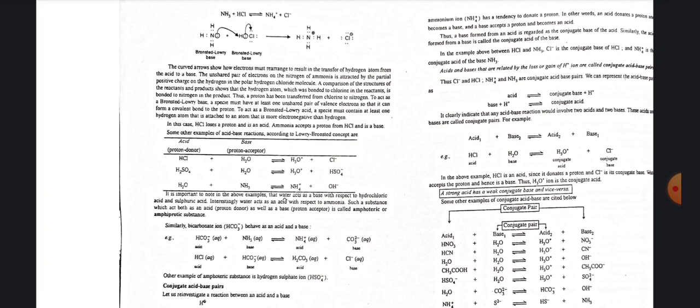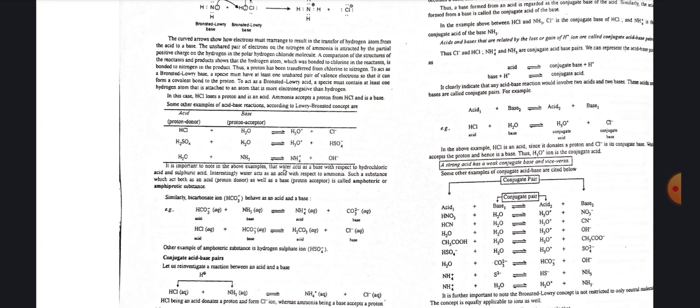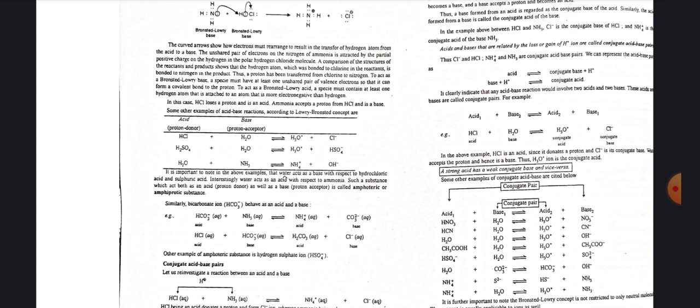In other words, an acid donates a proton and becomes a base. A base accepts a proton and becomes an acid. Thus, a base formed from an acid is regarded as the conjugate base of the acid. Similarly, the acid formed from a base is called the conjugate acid of the base. In the example above, between HCl and NH3, Cl negative is the conjugate base of HCl, and NH4 positive is the conjugate acid of the base NH3.